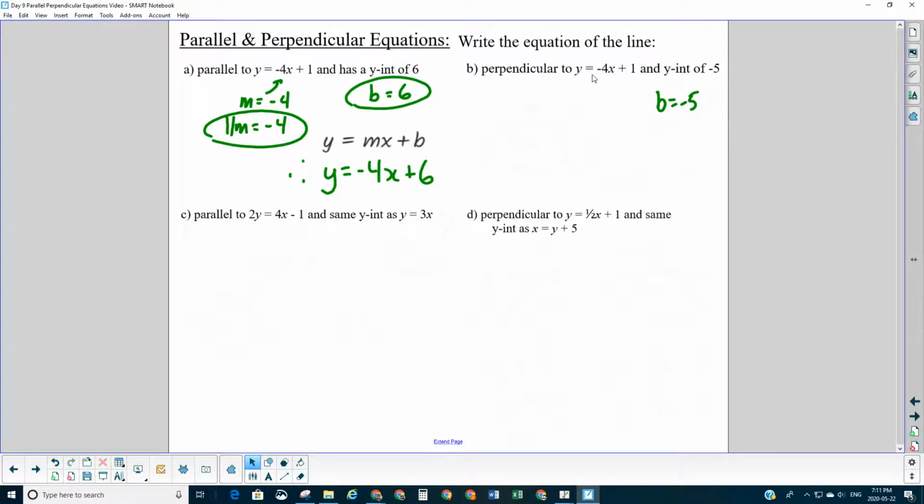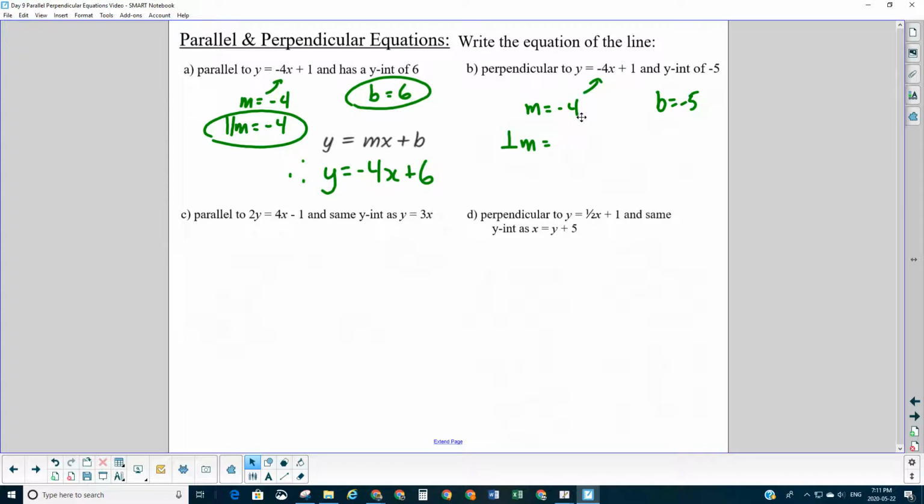So first, let's figure out what the slope of this guy is. Well, it's the same as the one over here. So the slope of this guy is negative 4. But our equation, our line that we're trying to figure out, is perpendicular to this. You see, it says perpendicular. So what is perpendicular to negative 4?